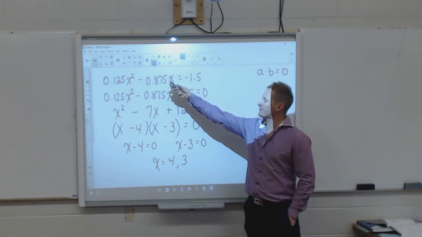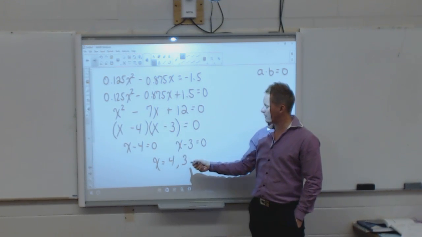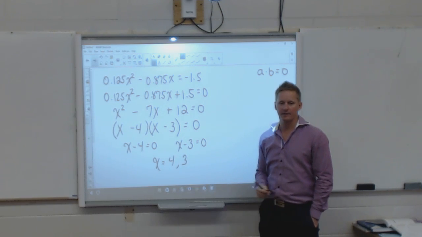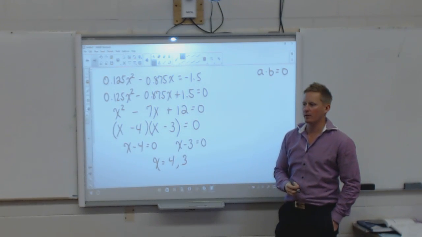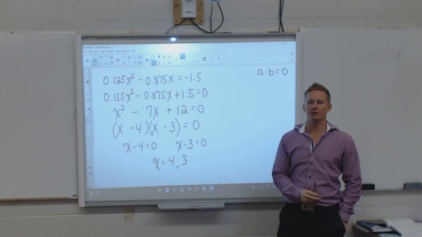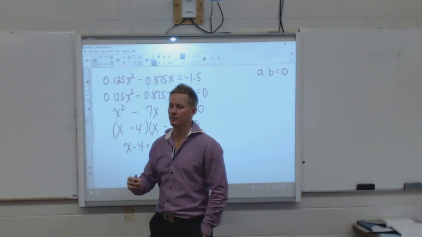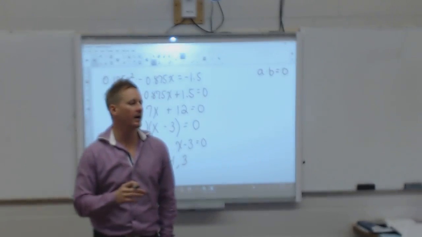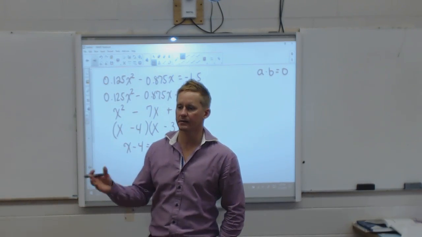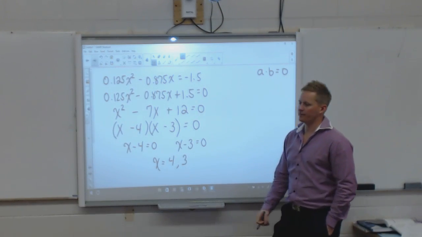So if I were to graph this equation right here as written, I would find out that x equals 4, x equals 3 are my roots of my equation. That's why we also call them the zeros of the equation. That's also the reason we call them x-intercepts, because that's when y is equal to 0. What are your x-intercepts? So there's the standard question for factoring.